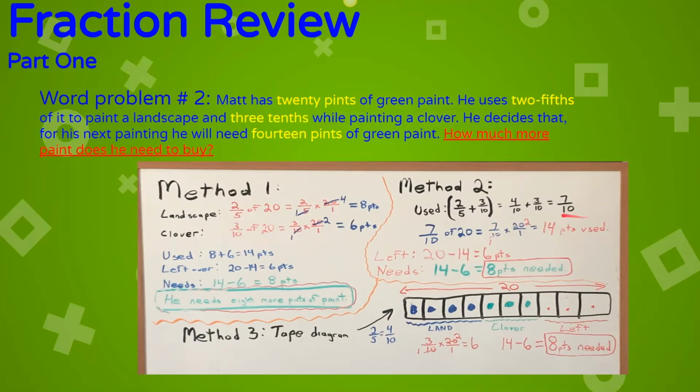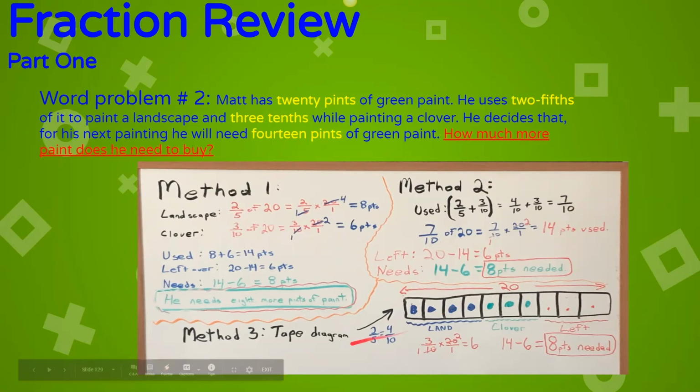That's what we found out earlier, but again, we can go over how this solution might have looked if you only did it one way. So he started with 20. He subtracted the 14 pints he used. That left him 6 pints. He needs 14. He has 6. So it tells us he needs 8 more pints to paint the next painting.